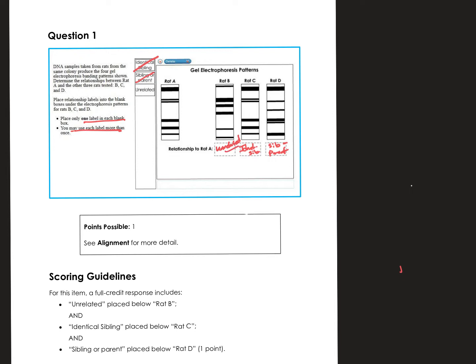And to get 1 point on this question, you have to pick identical, and it has to be put here. Sibling or parent has to be put here, and unrelated would have to be put there. You'd have to put all three in the right place to get 1 point for this question. So that's how tricky these can be. All right. And the answer's down here in the scoring guide. But that's the reasoning. That's how it works.